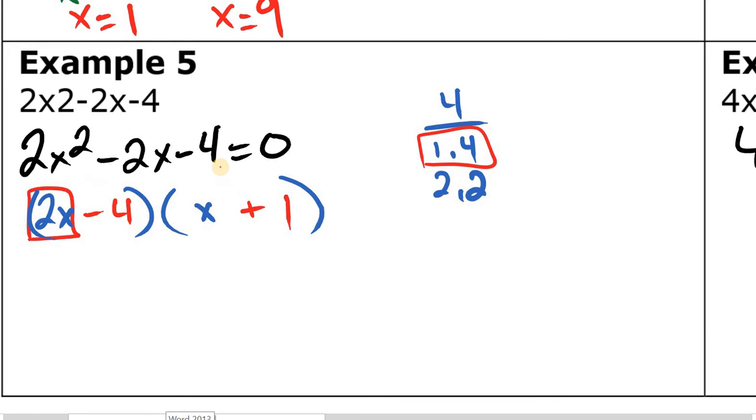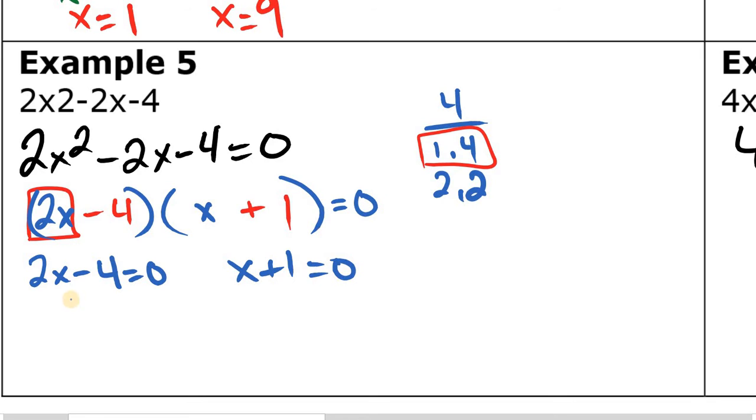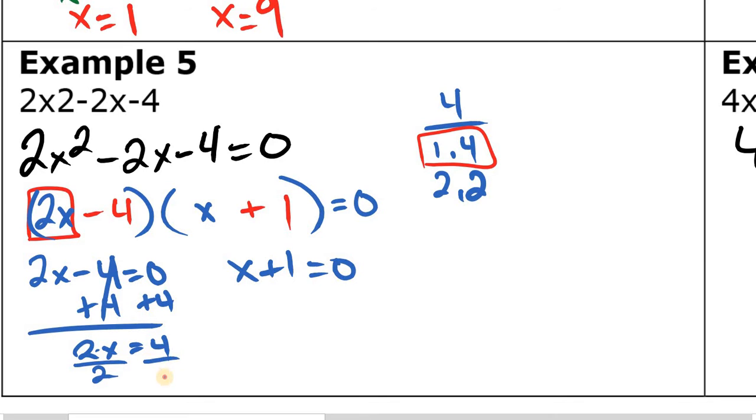All right, so now we have that figured out. We put equals 0, and so each one of them has to be equal to 0. 2x minus 4 is equal to 0, and x plus 1 is equal to 0. Plus 4, plus 4, 2x is equal to 4, and now here's where the extra step comes in. I have to get the x on its own. What's the 2 doing to the x? Well, any number next to a letter means multiply, so to get rid of it, we would divide by 2, divide by 2, x is equal to 2.